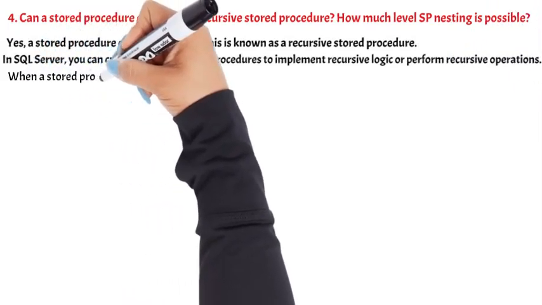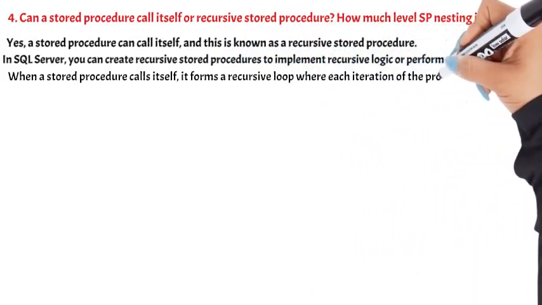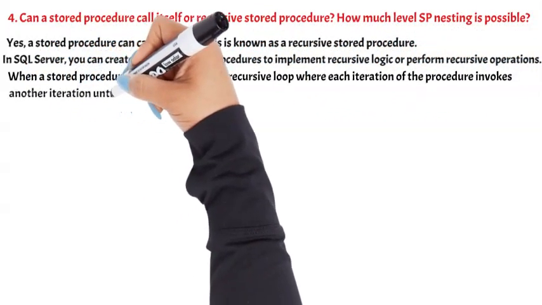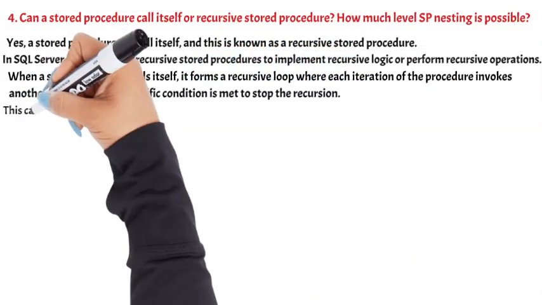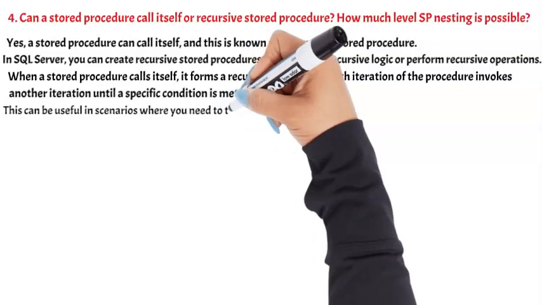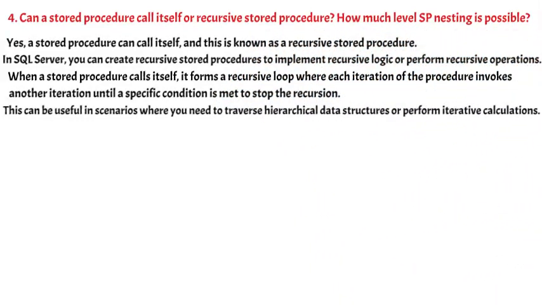When a stored procedure calls itself, it forms a recursive loop where each iteration of the procedure invokes another iteration until a specific condition is met to stop the recursion. This can be useful in scenarios where you need to traverse hierarchical data structures or perform iterative calculations.